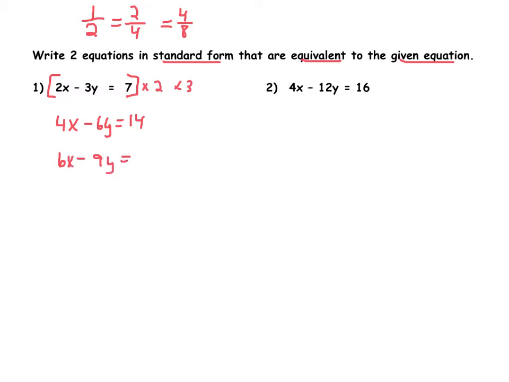9y. And then 3 times 7 is 21. So all three of these are equivalent equations. They are multiples of each other, just like fractions naming the same amount. All right, write the next one down.